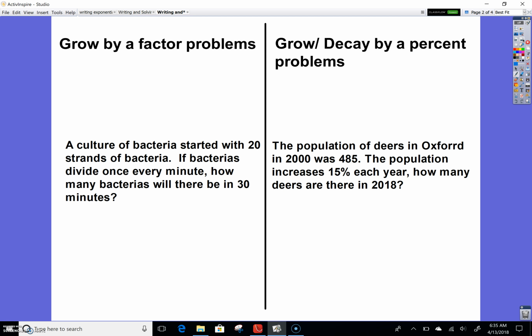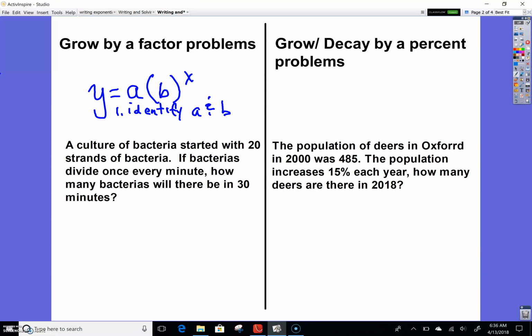Now, growth by factor problem. Remember our equation is y equals a times b to the x power. The first step is to identify your a and b, your initial value and your growth factor.